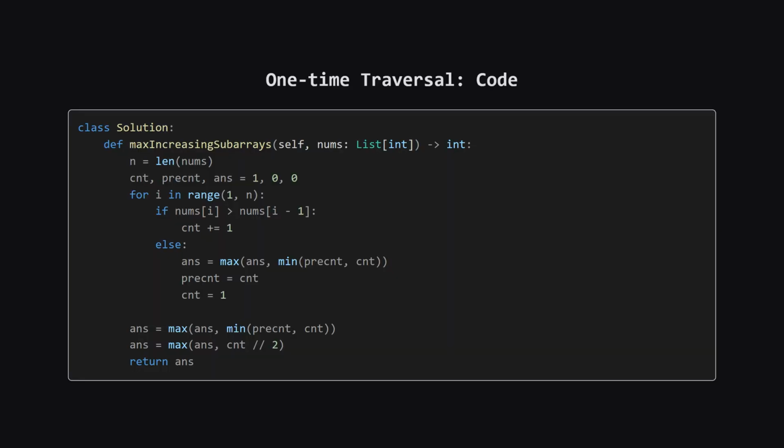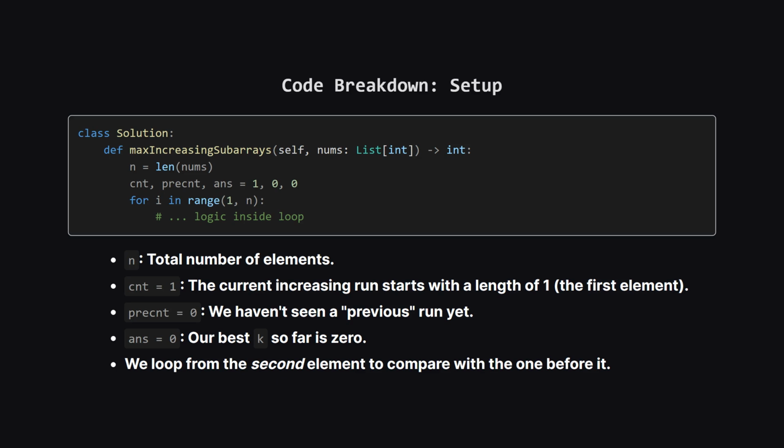Alright, here's the full Python code for this approach. It might look a bit dense at first, but don't worry, we're going to break it down line by line to see exactly how it works. First, the setup. We get the total number of elements, n. Then we initialize our three key variables. Count starts at 1, because any single number is an increasing subarray of length 1. Previous count starts at 0, since we haven't finished a run yet. And our answer, ans, also starts at 0.